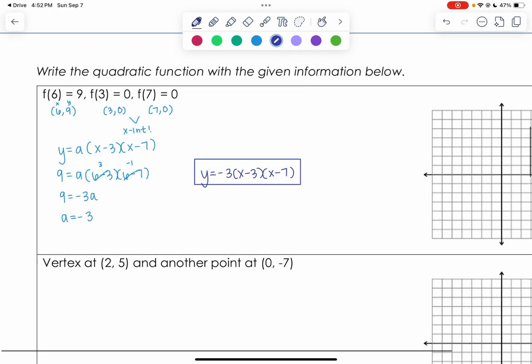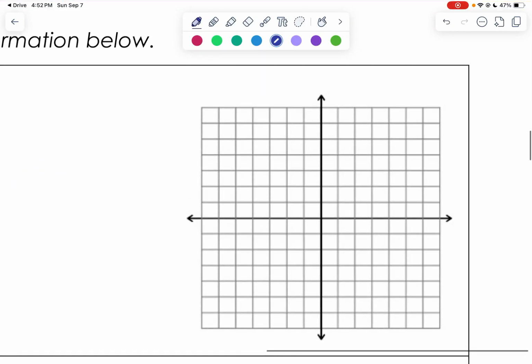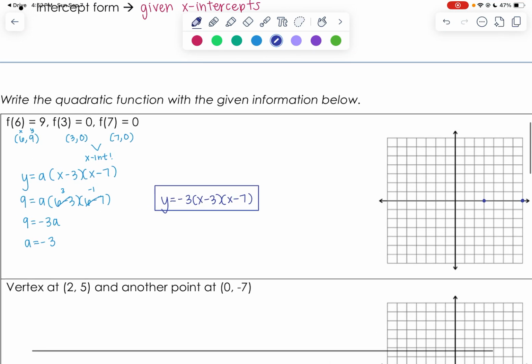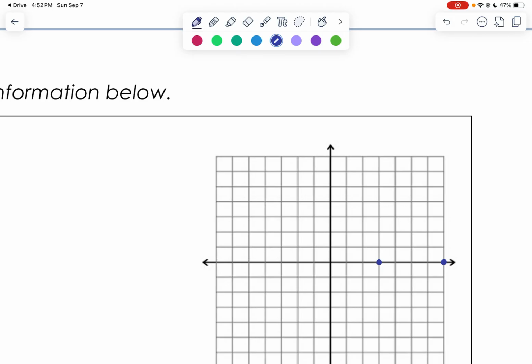Now, we're not going to graph this in detail. We're just going to kind of graph this so you have some idea of if you're doing these right or wrong. You have x-intercepts at 3 and 7. You also have a point that's going to be off of our graph at (6, 9). So (6, 9) is going to be up here somewhere.